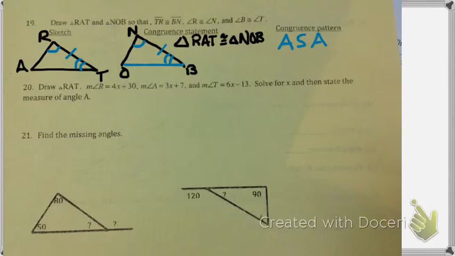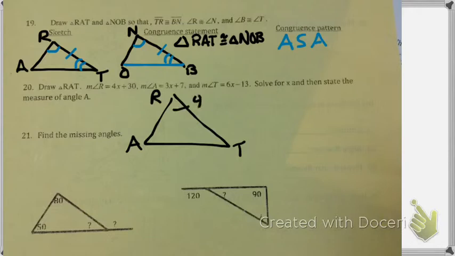So now, for number 20, they want me to draw a triangle RAT, R-A-T. So angle R here is 4x plus 30. A is 3x plus 7. And T is 6x minus 13. And so I need to solve for x and then find the measurement of angle A. So to solve for x, I have to have an equation. If I don't have an equation, I can't solve.